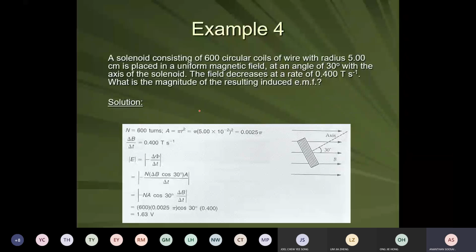Okay class, one example and solution. Read the question and try to understand the solution. Is there any mistake in the solution? One minute for you.